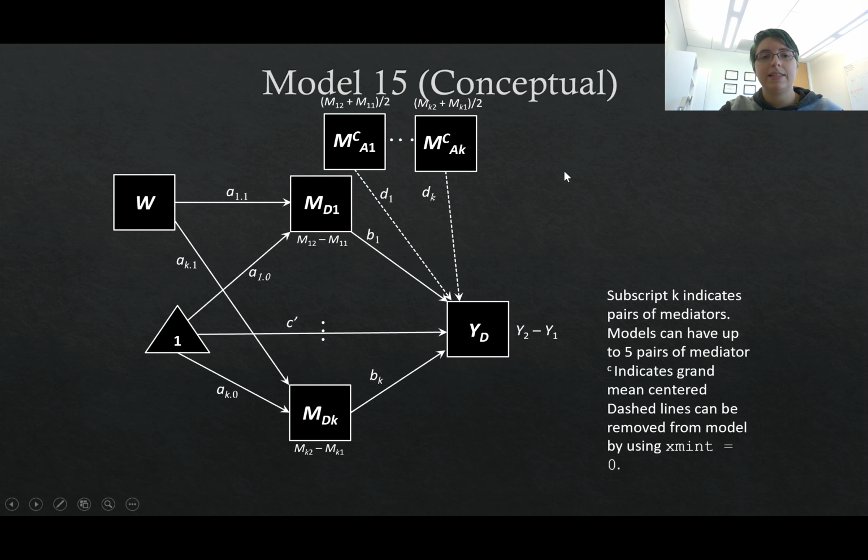When we look at the conceptual diagram, all that we're adding to this model from the base mediation model is these paths from W to the difference in the mediators, and this allows the A path to be moderated. You would then in the output get things like conditional indirect effects and the index of moderated mediation.